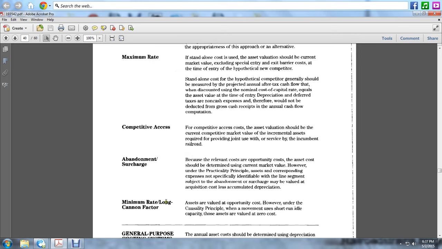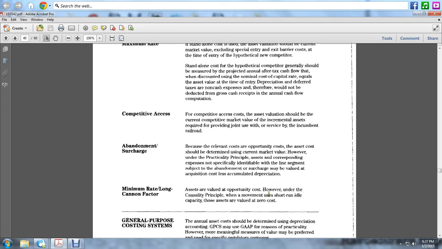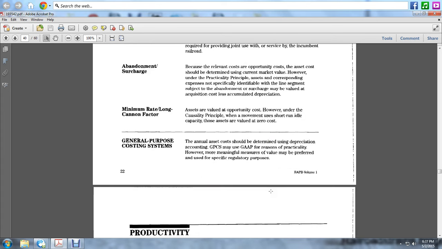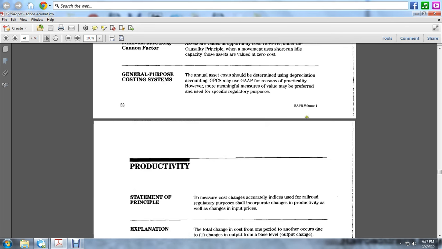Minimum rate and long-run canon factor. Assets valued at opportunity cost, however, under the causal principle of the movement's use of short-run idle capacity, those assets are valued at zero cost. The general purpose costing system. Annual assets should be determined using depreciation accounting in the general purpose costing system. The GAAP, for the reason of practicality, however, many of the more meaningful measures of value may be preferred for use in specific regulatory purposes.